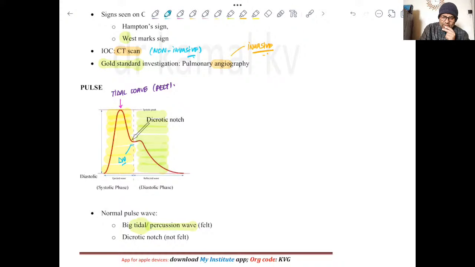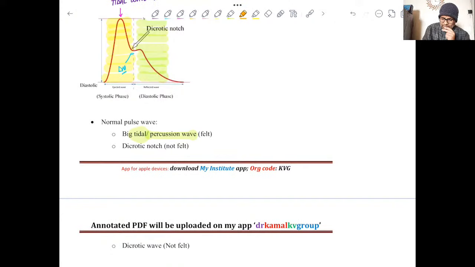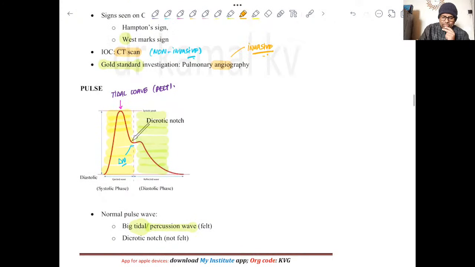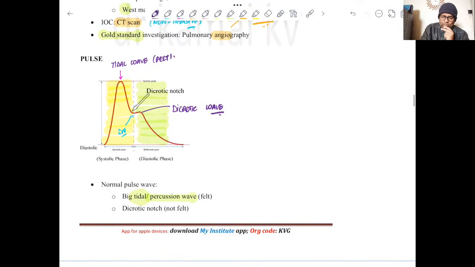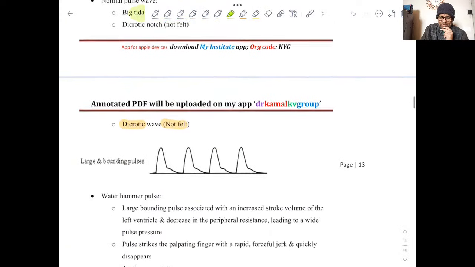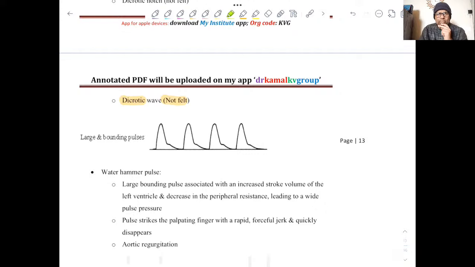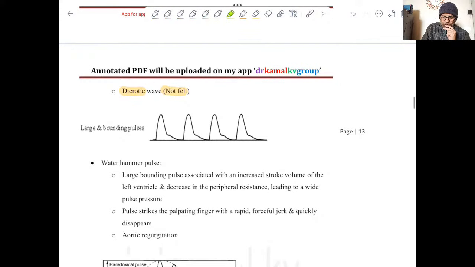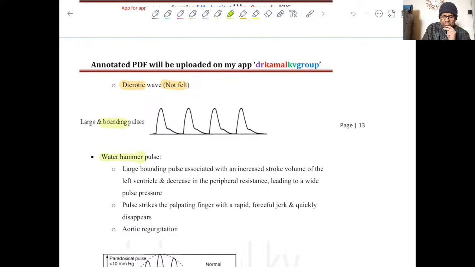Clear? And then in the diastole there is one more pulse which is not felt, and this is the dicrotic wave. So this is the pulse waveform. Clear? And what is more important, we always feel this part, the tidal wave, which is in the systole. Now from exam point of view, you should remember 2-3 important pulses only. One is the water hammer pulse, which is also known as pounding pulse.